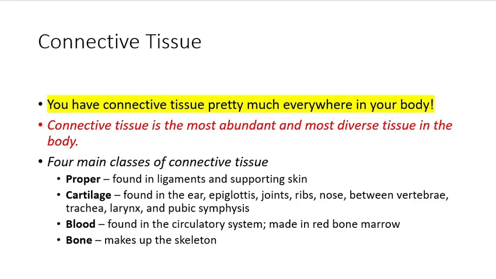All right, next we're going to be moving on to connective tissue, which is everywhere in your body, and connective tissue is definitely the most abundant and most diverse tissue in the body. You may be thinking, I thought that was epithelial. It makes sense to me that it's epithelial. But I'll tell you why exactly you're off, or technically wrong, in the next part of this video.